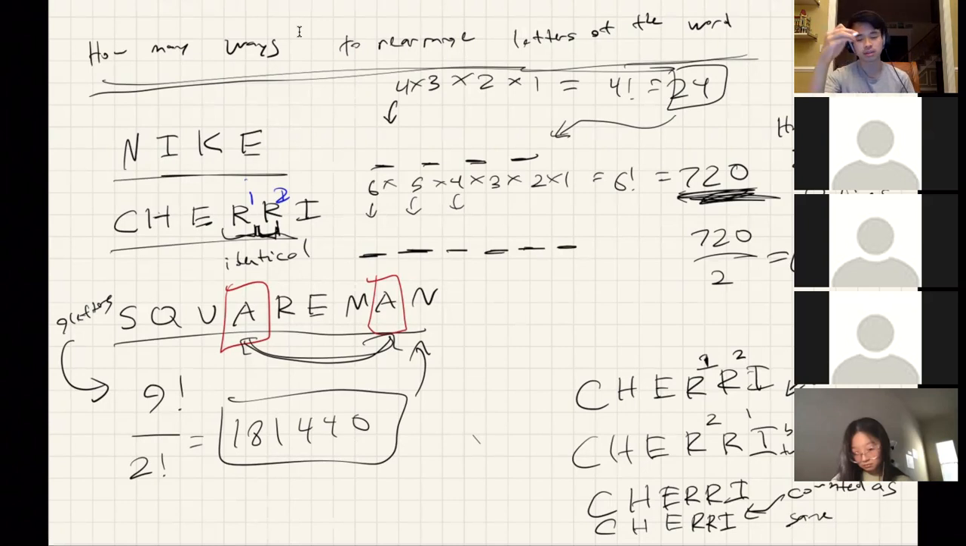And this idea can be extended where there's more than one identical letter, right? Maybe the A can appear 3 times or 4 times, or maybe we have something like banana, where A is seen 3 times and the N is seen 2 times. I won't go through these examples because even though they're a little more complicated, they're essentially the same idea.